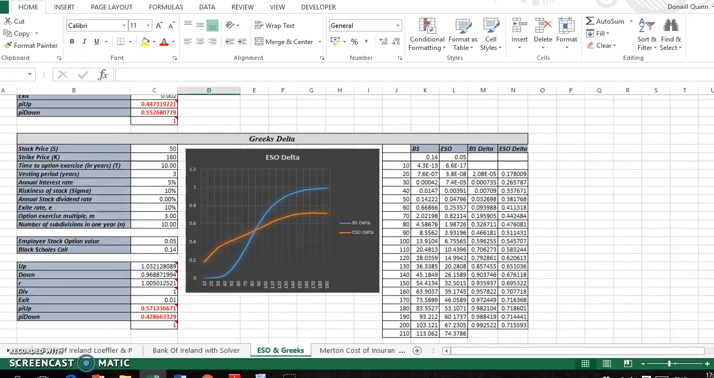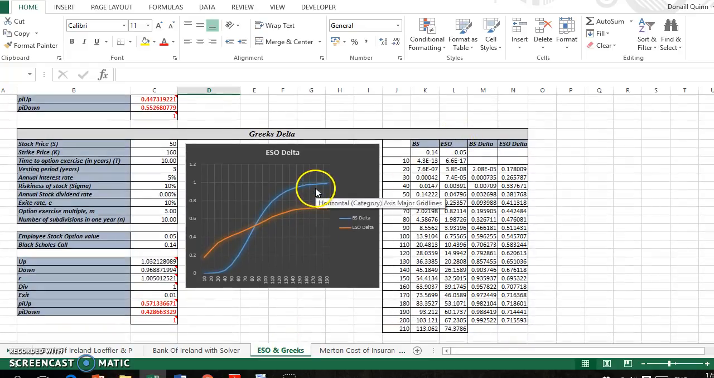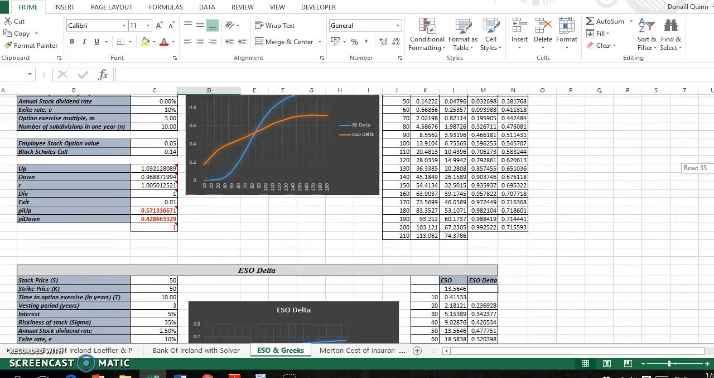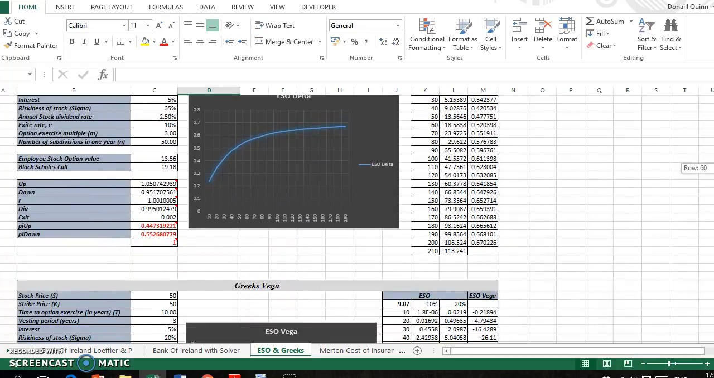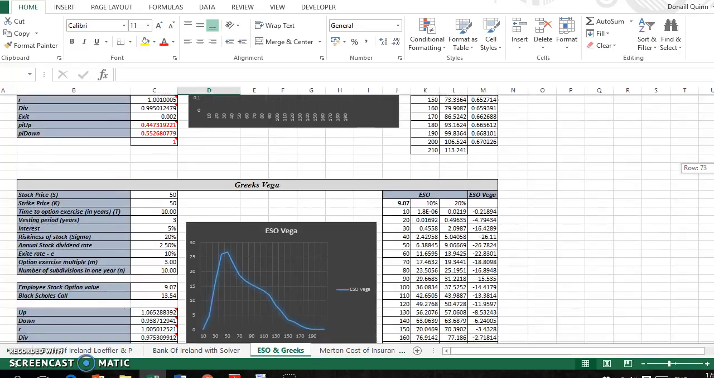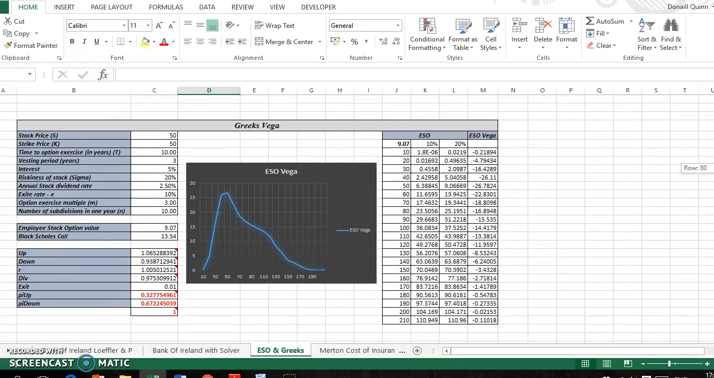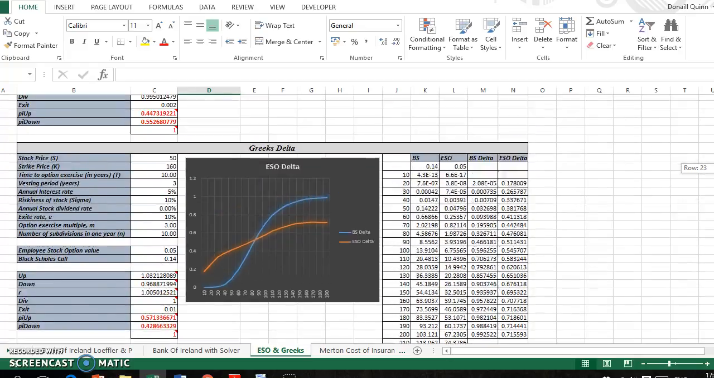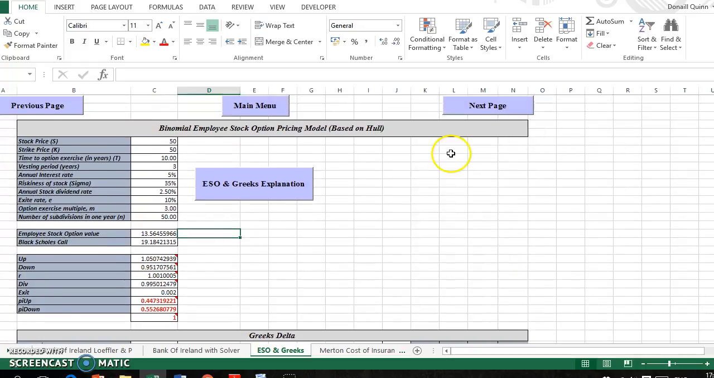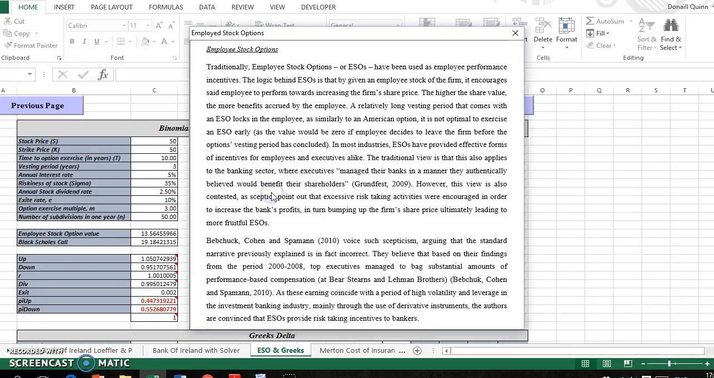So as you can see here, the delta is computed using the Black-Scholes parameters and the delta using the employee stock options. And the vega was computed using the employee stock options as well. And in this box here, there's an explanation of employee stock options.